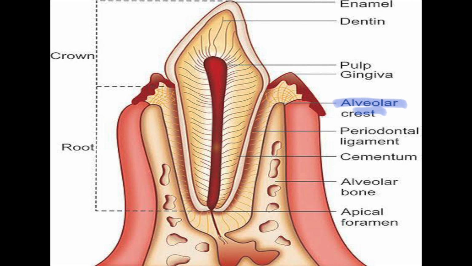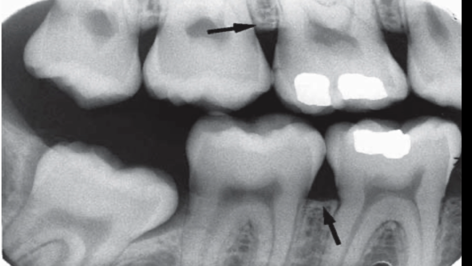Now let's talk about the alveolar crest, the gingival margin of the alveolar process that sits between your teeth. On radiographs, this appears as a radiopaque line, almost like a delicate bone bridge between the teeth, and it's called the alveolar crest. Think of it as the little fence between your teeth holding them in place.